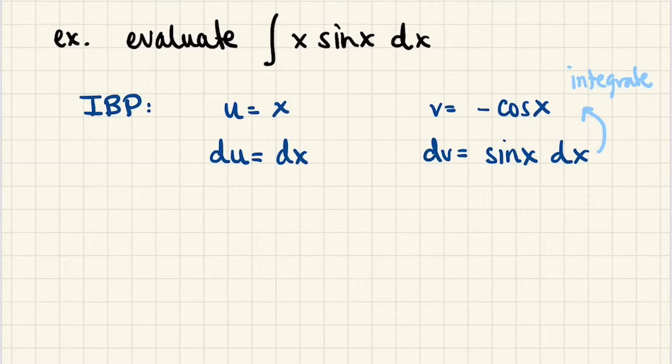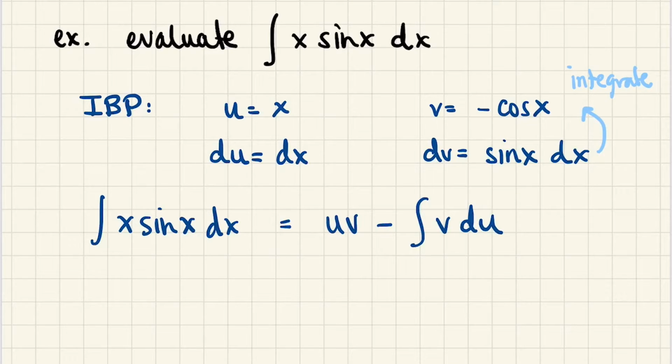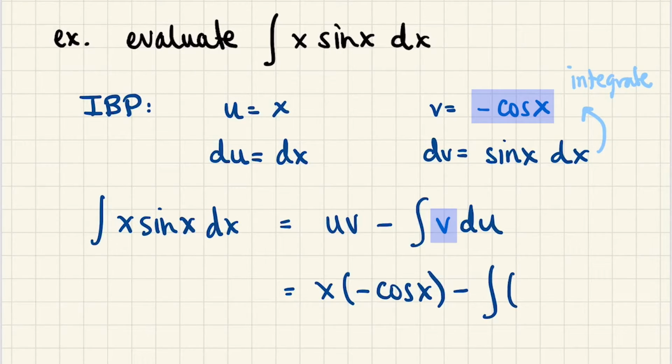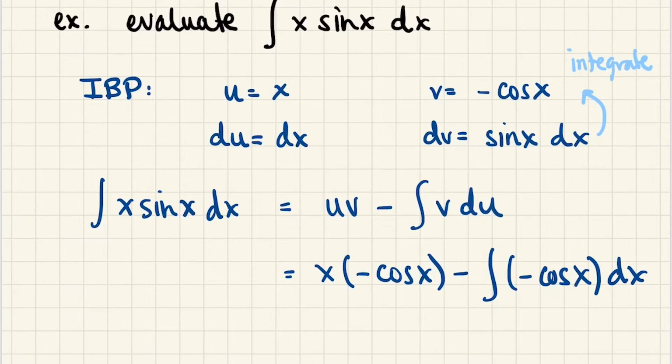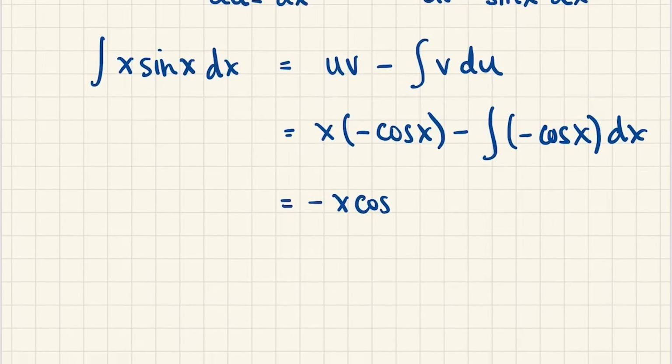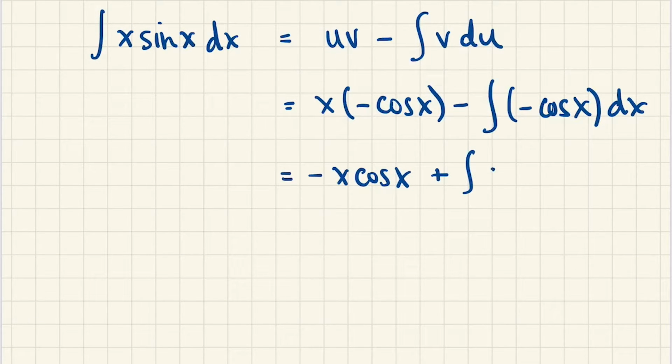All right, so what does this mean for us? Well, our integral was x sine x dx, and we now can rewrite it as ultraviolet voodoo, uv minus the integral of v du. So what is u times v? Well, that's x times negative cosine of x minus the integral of v, which is negative cosine of x, and du, which is dx. So what we have is negative x cosine of x plus the integral of cosine of x dx.